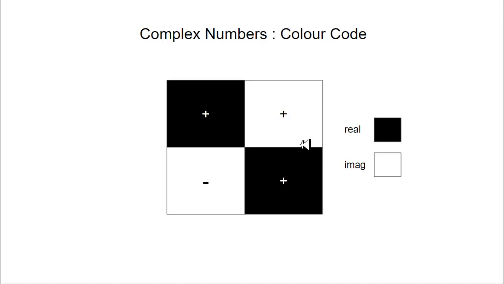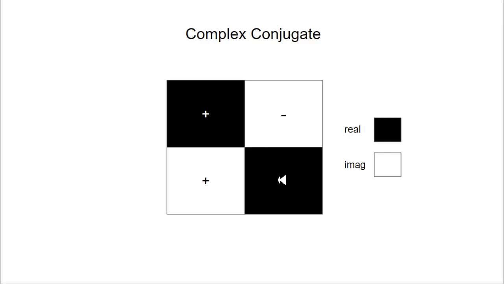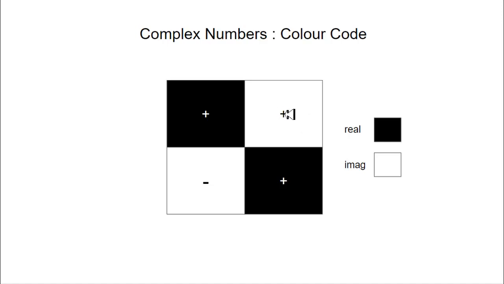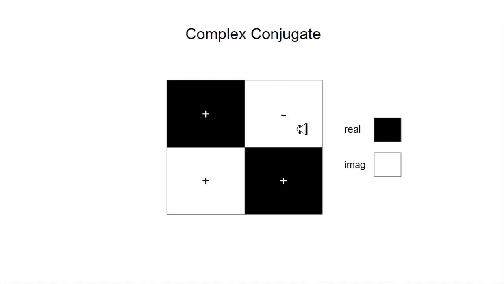So the complex conjugate of this is this. So the forward diagonal is still real, the backward diagonal is still imaginary, the forward diagonal is still black, the backward diagonal is still white, but the sense of the imaginary component has changed. So this way the positive is in the upper right corner and negative is in the lower left corner, and in the conjugate of that, the negative is in the upper right corner and the positive is in the lower left corner, and so these two are flipping places.